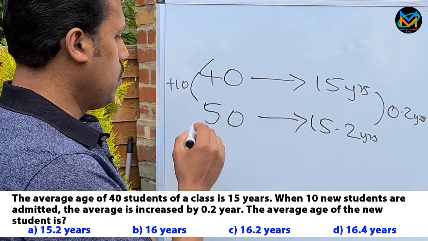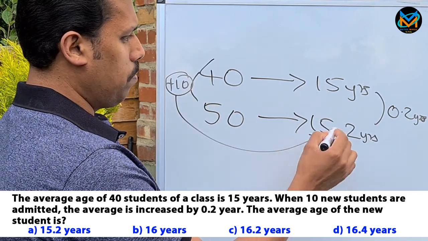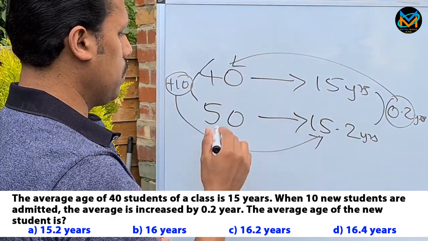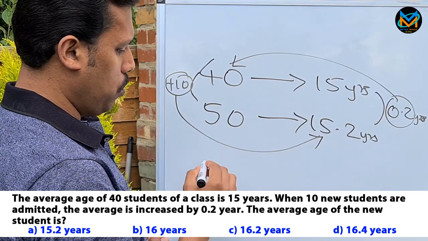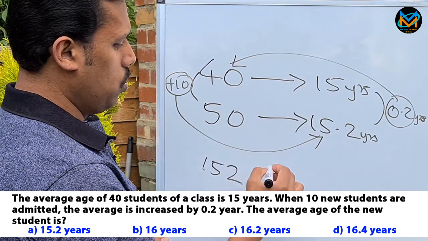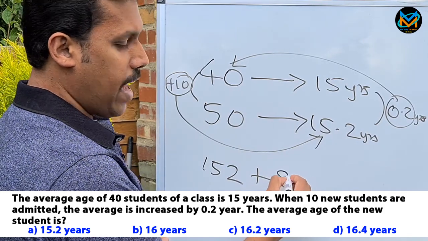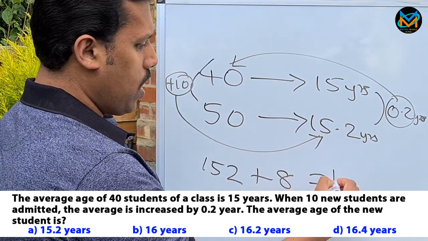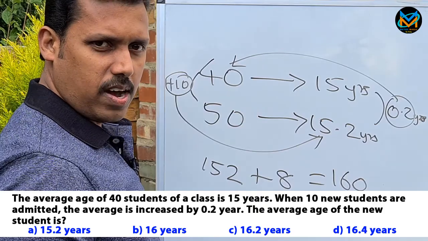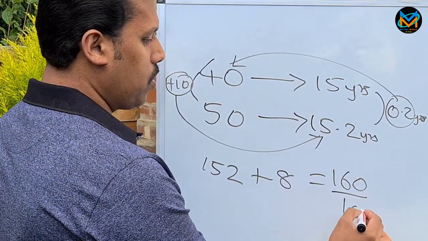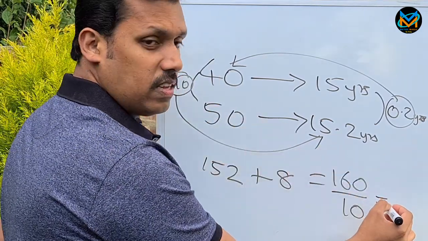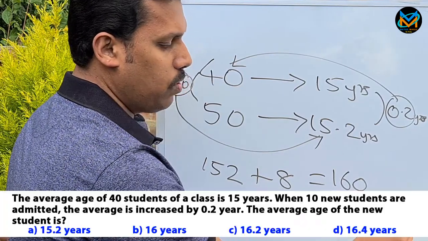Let's see what it is. First multiply this with this number and multiply this with this number. So you get 10 into 15.2, which is 152, plus 40 times this 0.2, which is 8. So you get 160. You must divide this number by 10 because we are finding the age of one person, which is 16. That will be your answer.